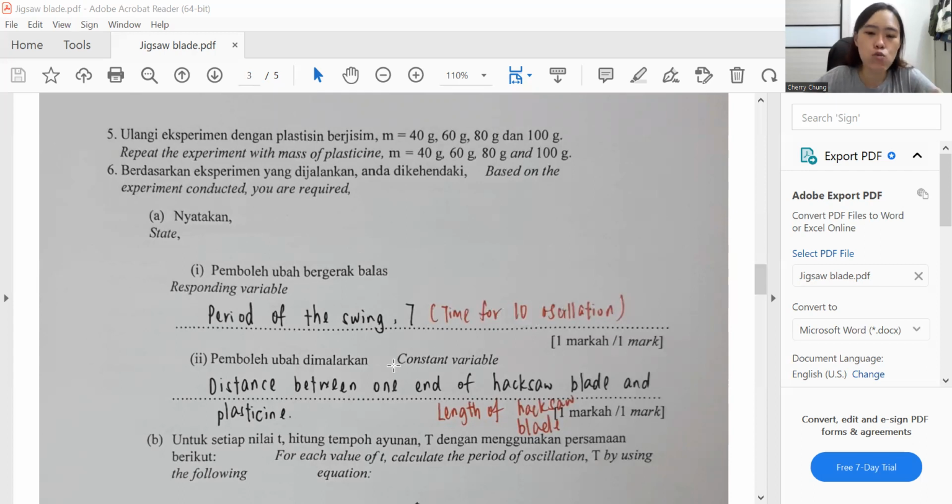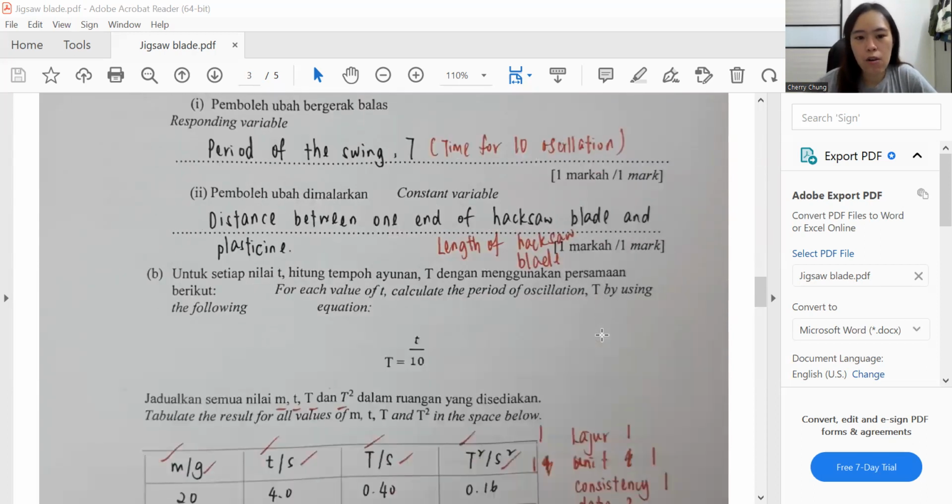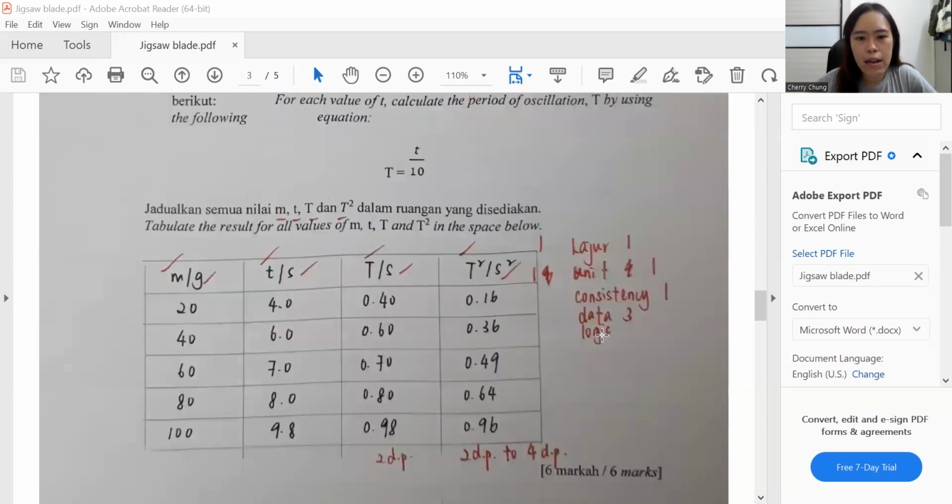Now here, they ask you to write down the constant variable. As I said, for the constant variable, the measuring instrument cannot be one of your constant variables. So the distance between one end of the hacksaw blade and the plasticine can be accepted, or the length of the hacksaw blade.